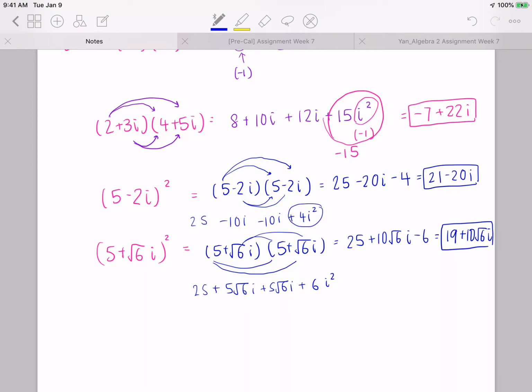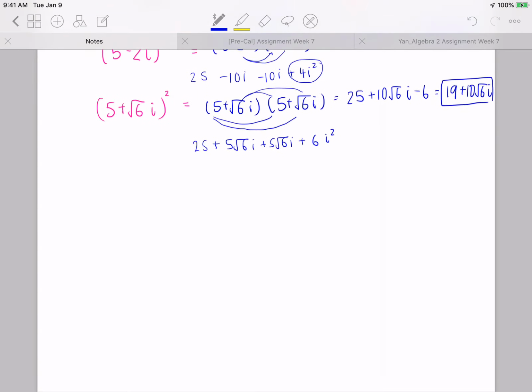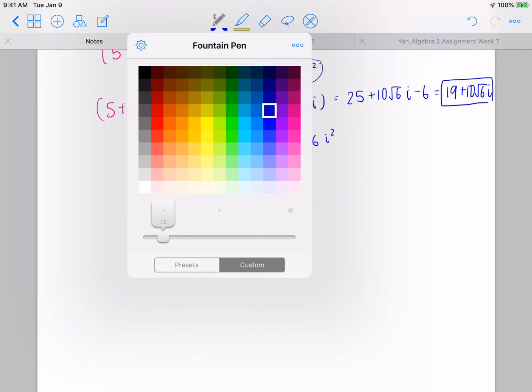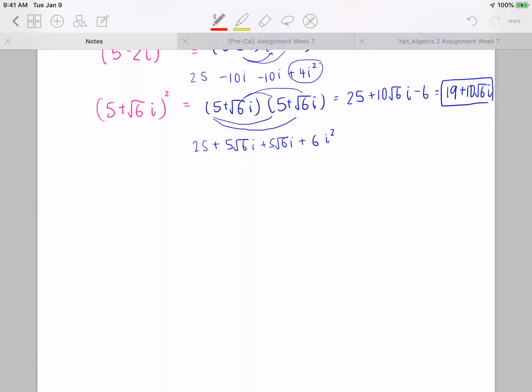Okay, so that's it for multiplication. And since this is like a 4-day lesson, it's actually not a long lesson because you guys have kind of learned this before. So we already talked about adding, subtracting, multiplying, and now we're going to talk about one last thing, which is complex conjugates.